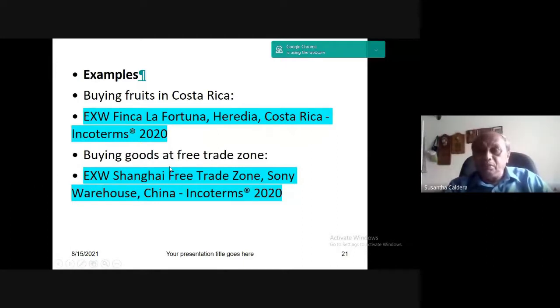Somebody wants to buy fruits in Costa Rica. Buying fruits in Costa Rica. The Incoterm we will say: EXW, Ex Works, Finca La Fortuna, Heredia, Costa Rica, Incoterms 2020. What is Finca La Fortuna? Guess.